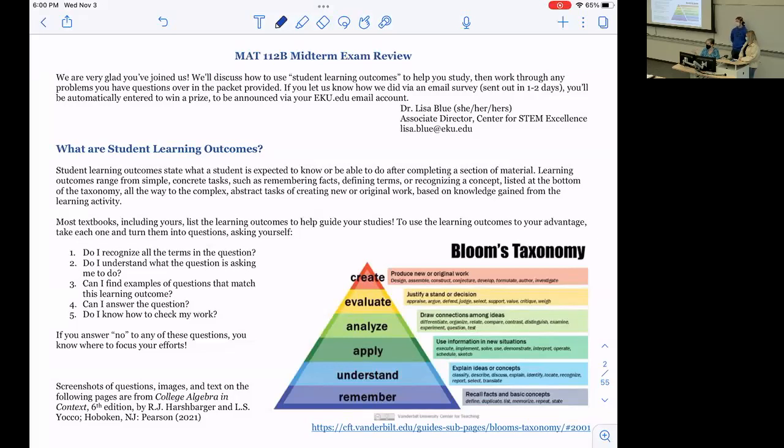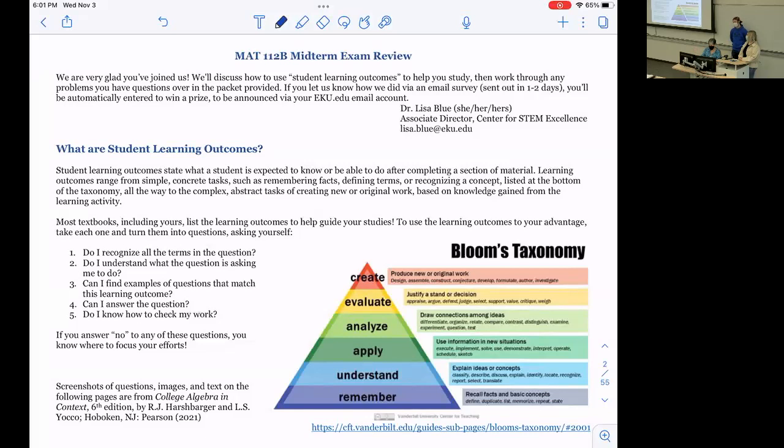This is the Math 112B midterm exam review. We have a packet that I have distributed to you here in the classroom. And for those joining by eCampus, I have dropped it into the chat. So just look for it to show up in the chat. If you're having any trouble getting that to show up, you can email me at lisa.blue@eku.edu and I can email it to you that way.